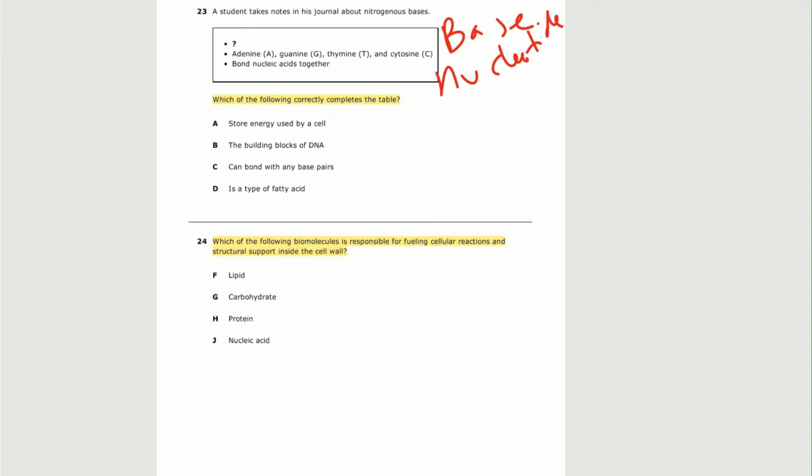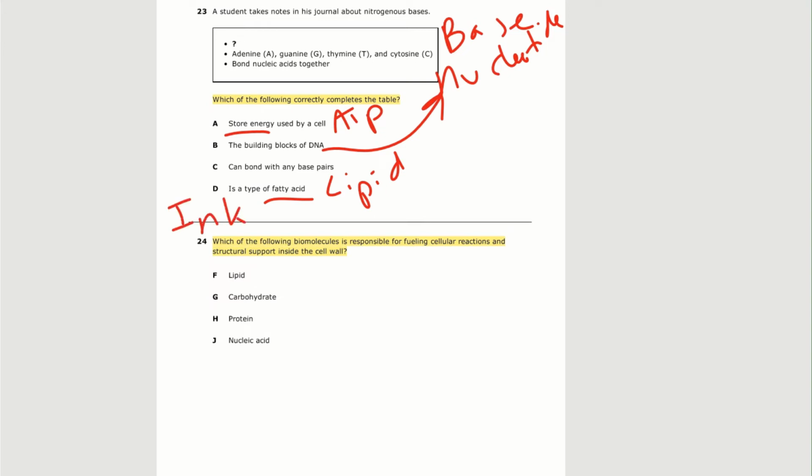Store energy used by a cell. That's kind of just ATP. The building blocks of DNA. That's a nucleotide, okay. Can bond with any base pair. No, A has to go with T and G has to go with C. So I don't think so. Is it a type of fatty acid? Is it a lipid? No. So the best answer would be B probably, right?